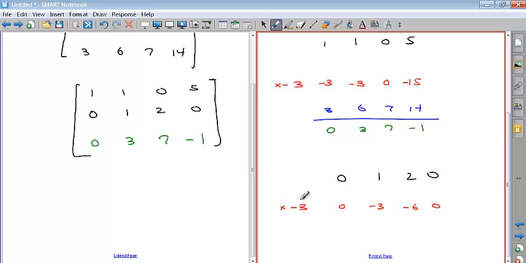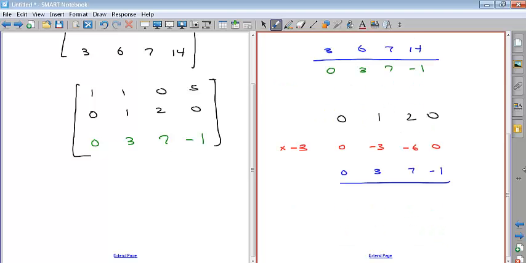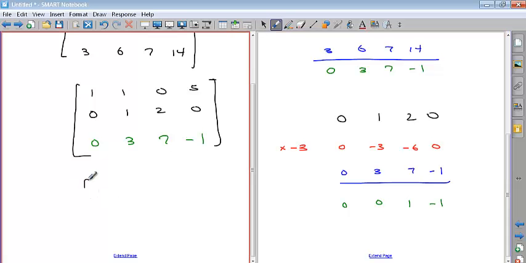Then we write down the third row, 0, 3, 7, negative 1. We add those together. 0 plus 0 is 0. Negative 3 plus 3 is 0. Negative 6 plus 7 is 1. And 0 plus negative 1 is negative 1. So now we have this matrix. You get 1, 1, 0, 5. The second row is 0, 1, 2, 0. And the third row is this result, which is 0, 0, 1, negative 1.